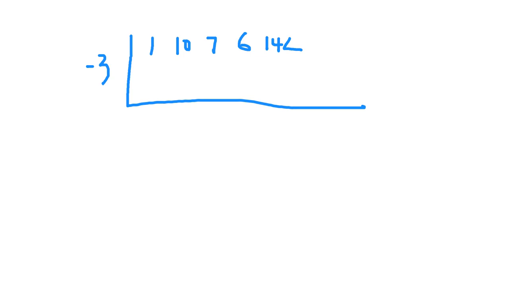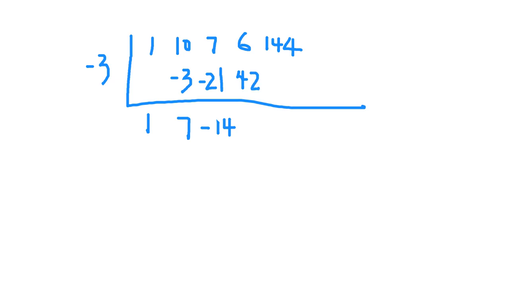Now this one, the first one, you take down. The -3 times 1, you get -3. You add those two together, you get 7. Then you multiply -3 with 7, you get -21. You add 7 with -21, you get -14. You multiply -3 with -14, you get a positive 42.